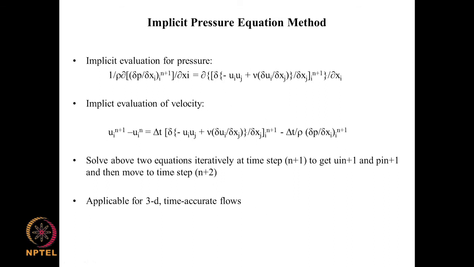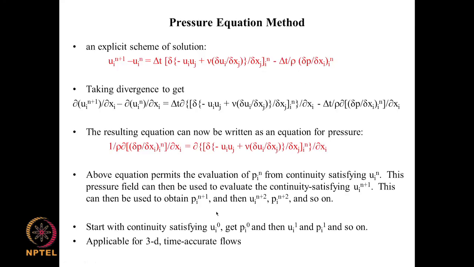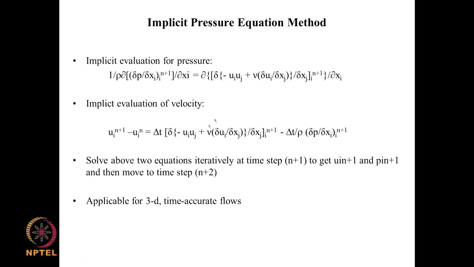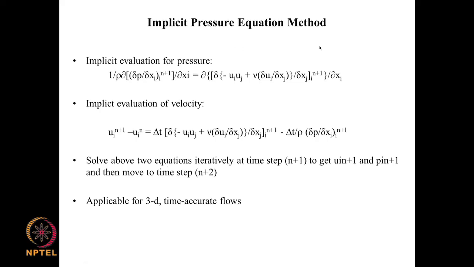advantage that we get. This method is also applicable for 3D time accurate flows, just as this method is, whereas in the explicit method we are forced to choose very small delta t's so that we do not get into instability problems. In the case of implicit methods we can drive this to steady state and get a steady state solution. If we are not interested in a time accurate solution, we can take large time steps and then get to the steady state solution. So, that is one advantage of this. Okay. So, this pressure equation method is one which is applicable for 3D time accurate flows.